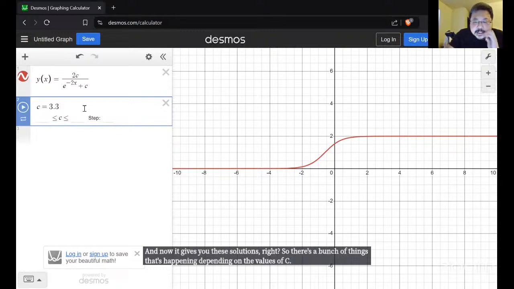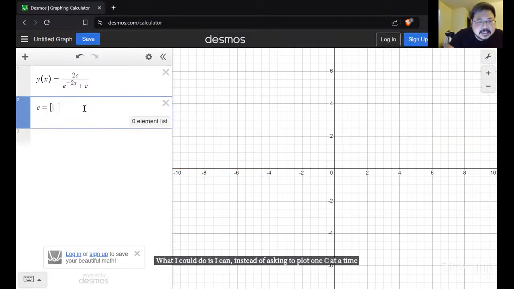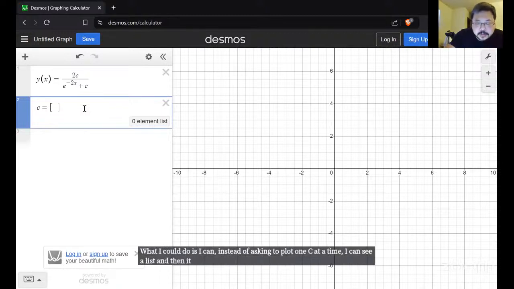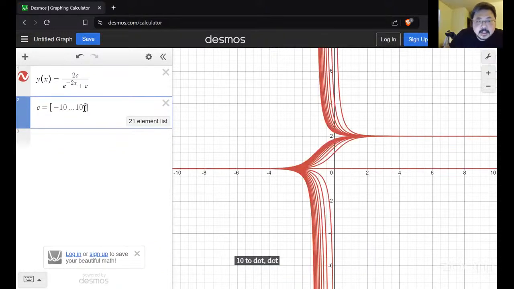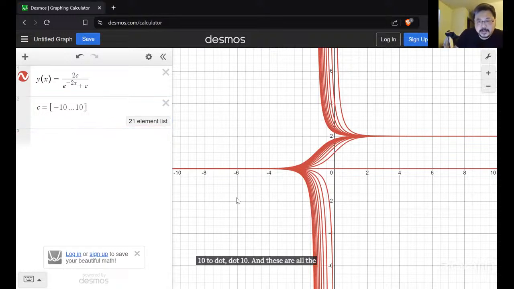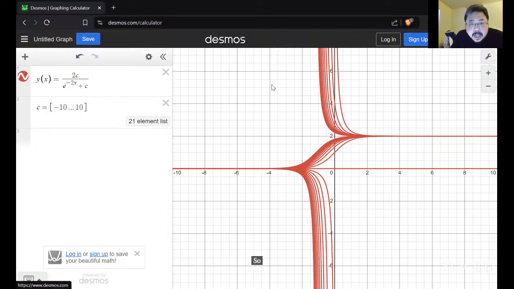What I could do is, instead of plotting one c at a time, I can give c a list, and then it will plot out a bunch according to this list. So I'm going to say, maybe go from minus 10 to 10. And these are all the solutions according to this family. Now, it looks kind of hard to see, but let me grab an image of this, and then I will summarize what they are. So let me copy this picture.